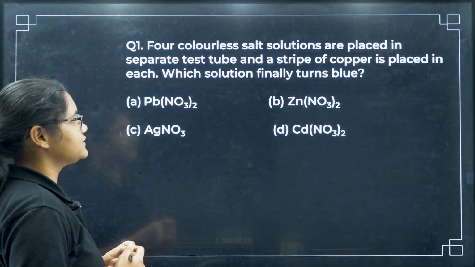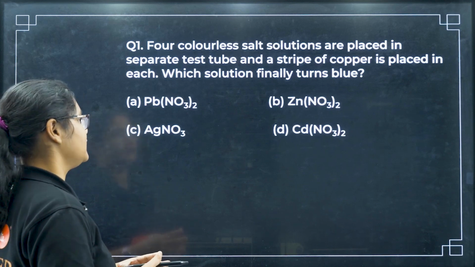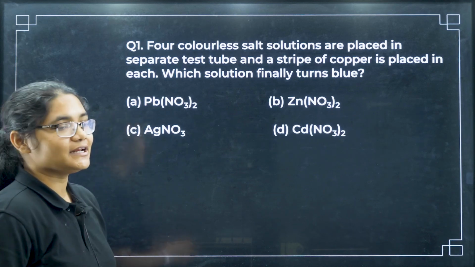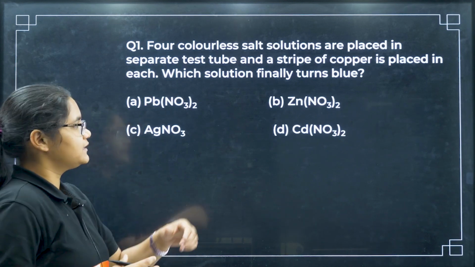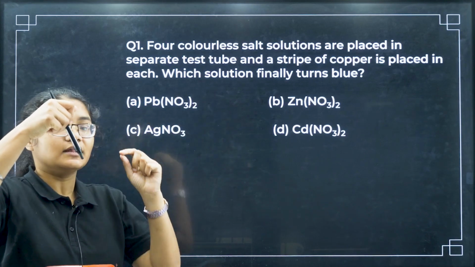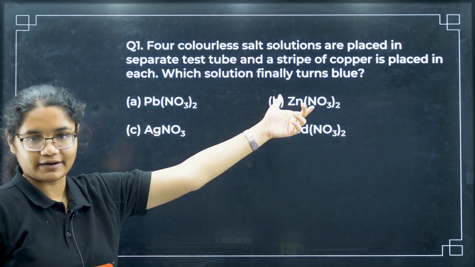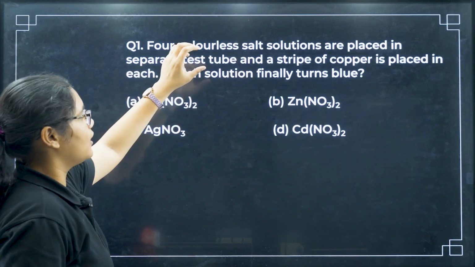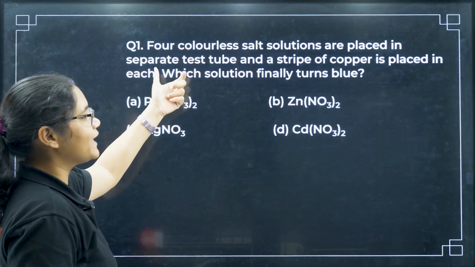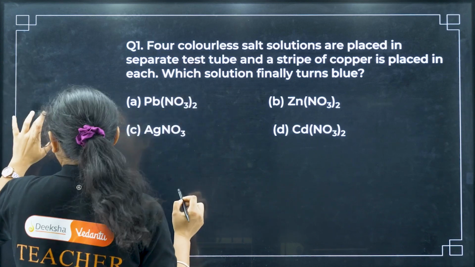Four colorless salt solutions are placed in separate test tubes and a strip of copper is placed in each of them. Which solution finally turns blue? So now you see that you are placing copper in different types of solution. The metal which is more reactive than copper can displace copper, right? The metal which is more reactive than copper can, you can see here, one second.